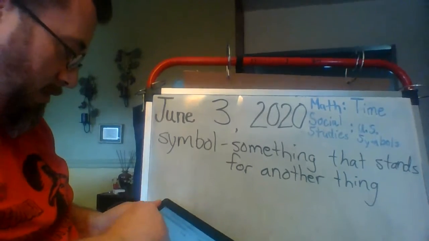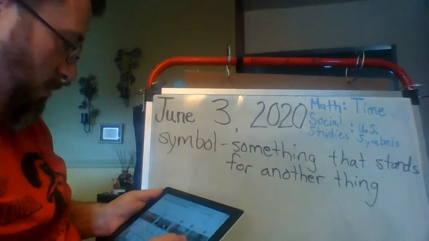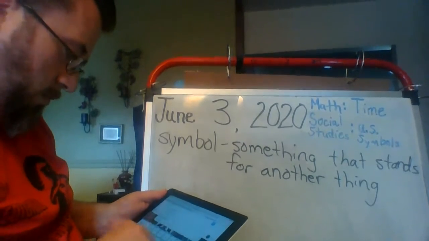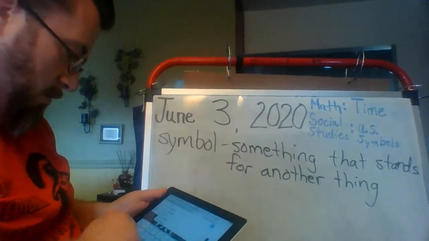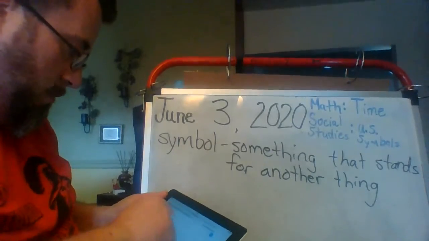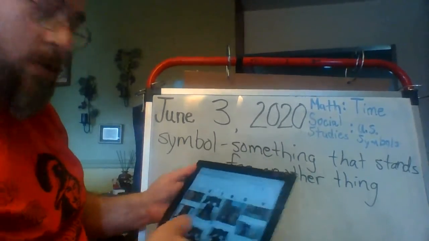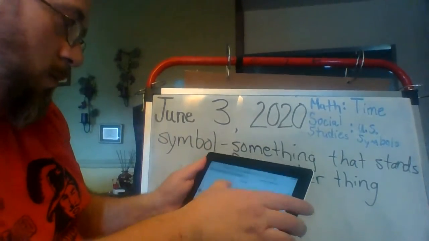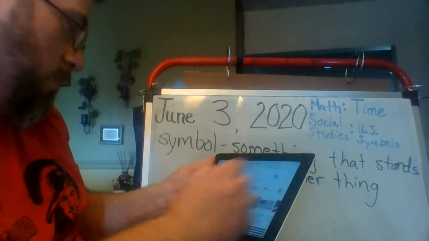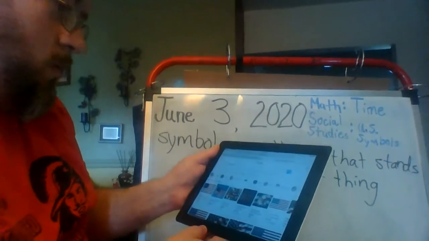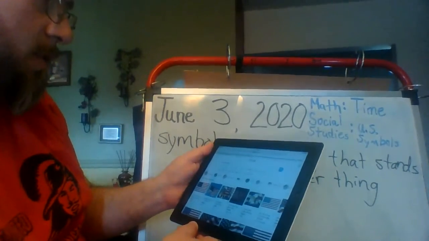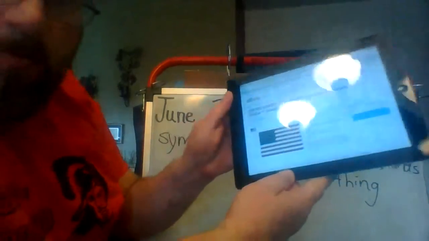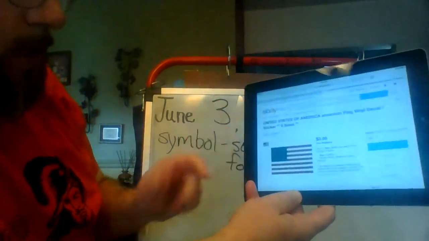Well, now our flag looks a little different. It looks just like the one we have in our classroom. And I want to go over some of the symbolism by showing you a picture of it and then talking about what we see. So I clicked on a picture. There's a picture of the American flag.